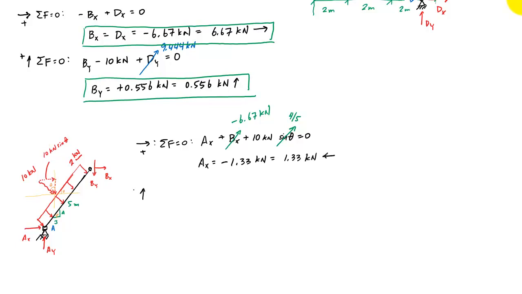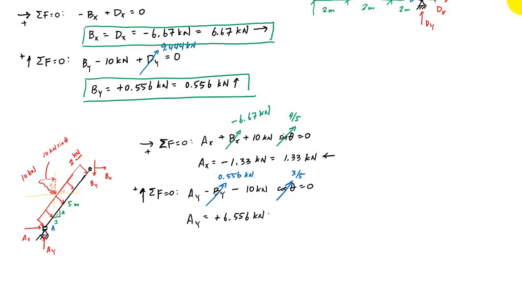And then similarly for the sum of the forces in the vertical, I would have ay minus by minus 10 kilonewtons cosine of theta equals 0. And this would tell me, let's see, by was positive 0.556. So I'm going to put 0.556 kilonewtons in there. And the cosine of theta is 3/5. And so when I plug and chug, I would get that ay is equal to a positive 6.556 kilonewtons pointing upwards. And these are my other two support reactions.